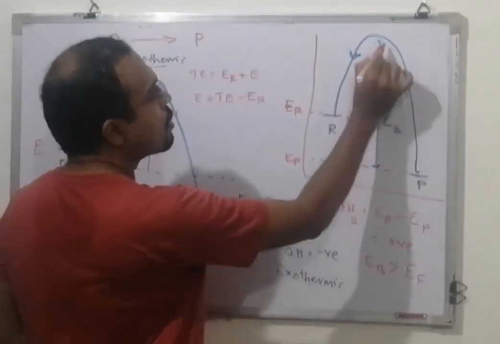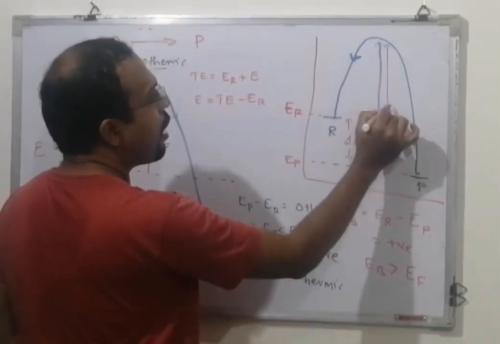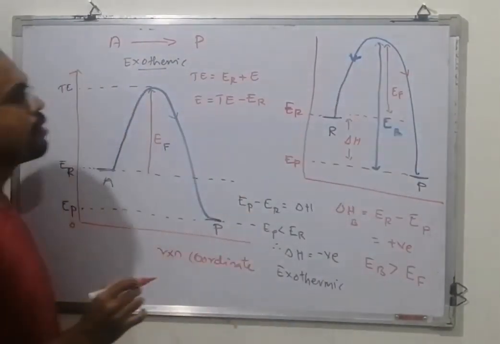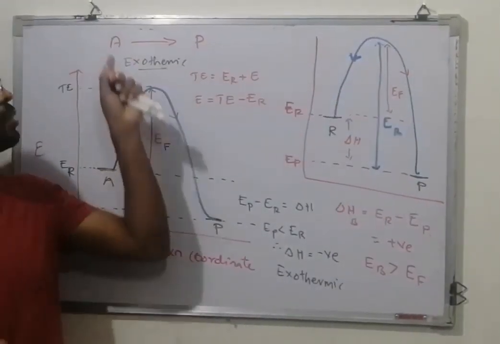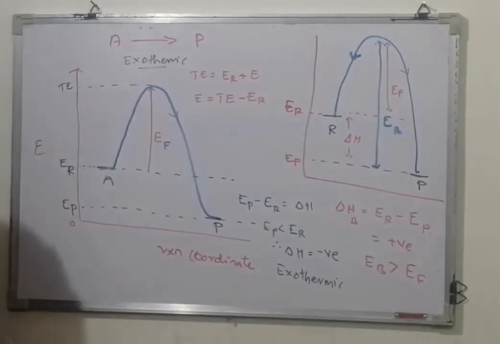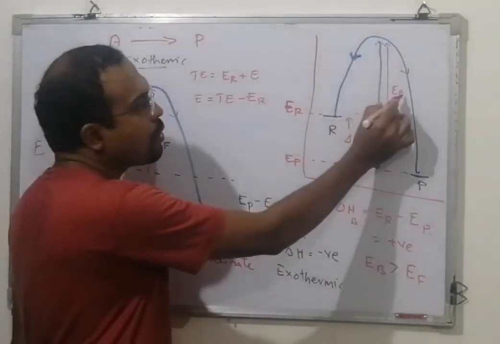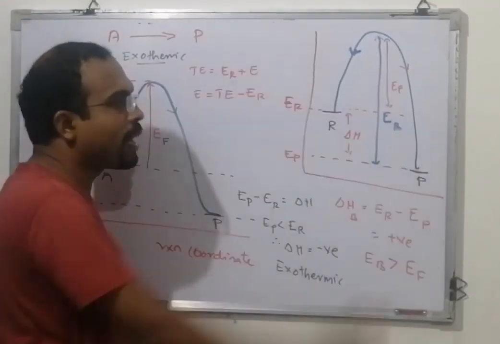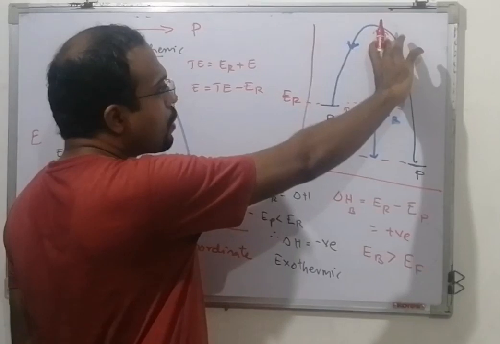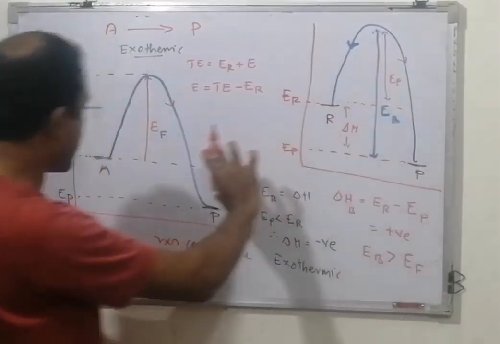For that, you just think from here. This is your EF. If you change it towards here, this is a forward reaction, because it was already mentioned A gives P. Therefore, the activation energy of forward is less than the activation energy of backward. Do you remember activation energy of forward plus enthalpy of reaction?